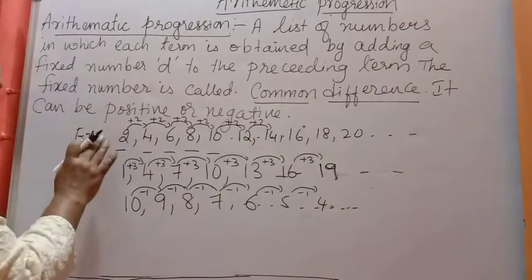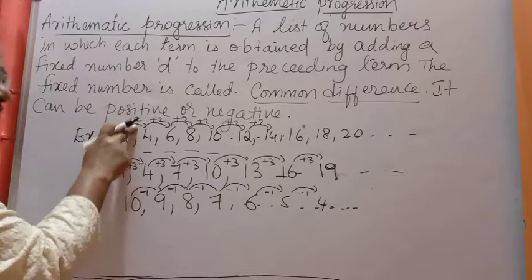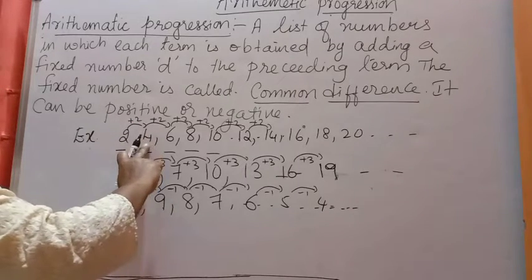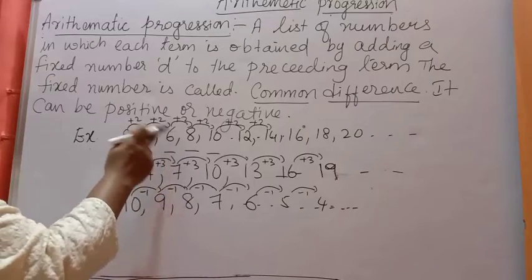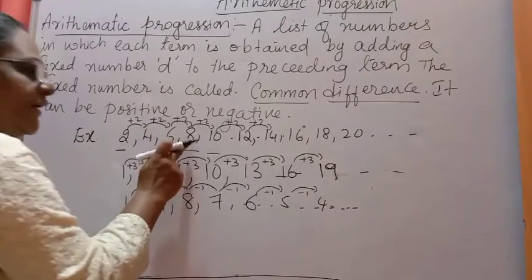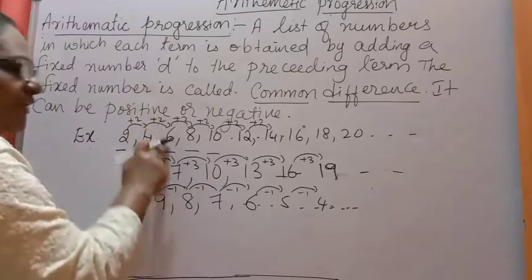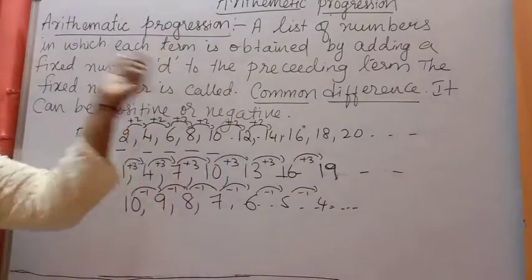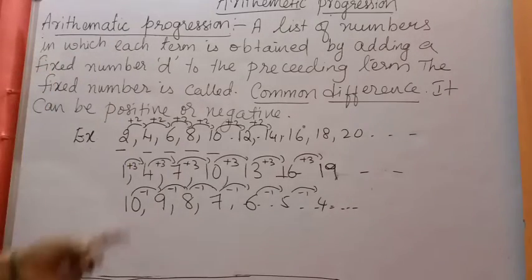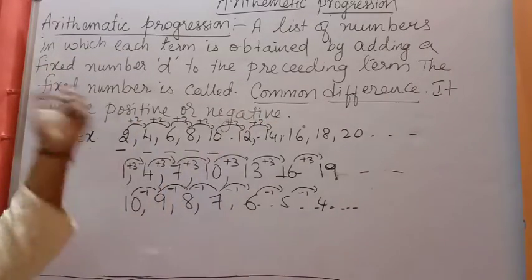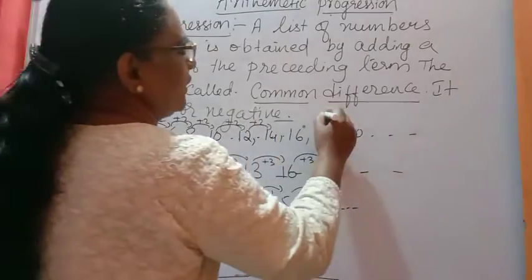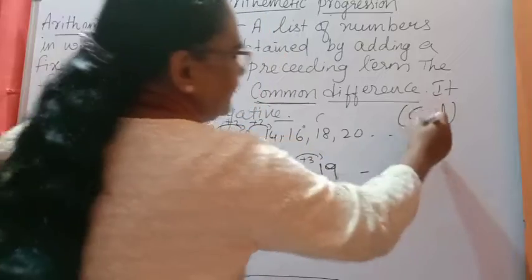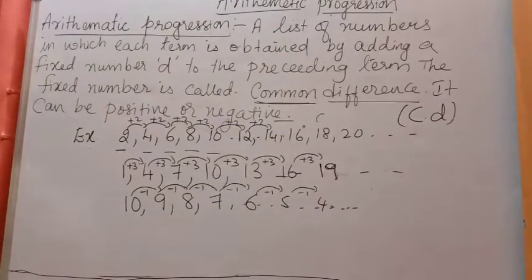That fixed number is your d, the difference to the preceding term. For the previous term, if you add the difference, you will get the next term. To get this number, you should add 2 to the previous number, and to get this one, again add 2 to the previous number. If you go on adding the difference d to the previous number, you will get the next term. So this fixed number d is known as the common difference. We call it CD, common difference.